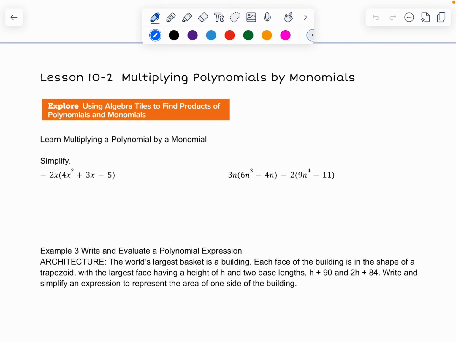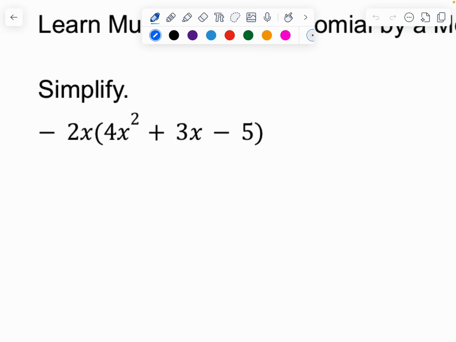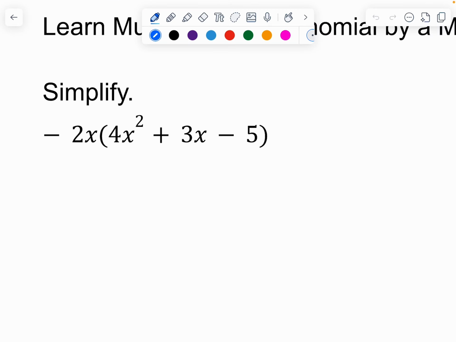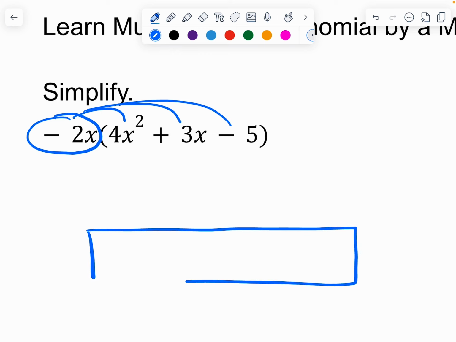Okay, we're going to be multiplying polynomials by monomials. Guys, all it is is the distributive property. Now, there's one of two ways you can do it. You can either do this, or I actually like doing what is called the box method.